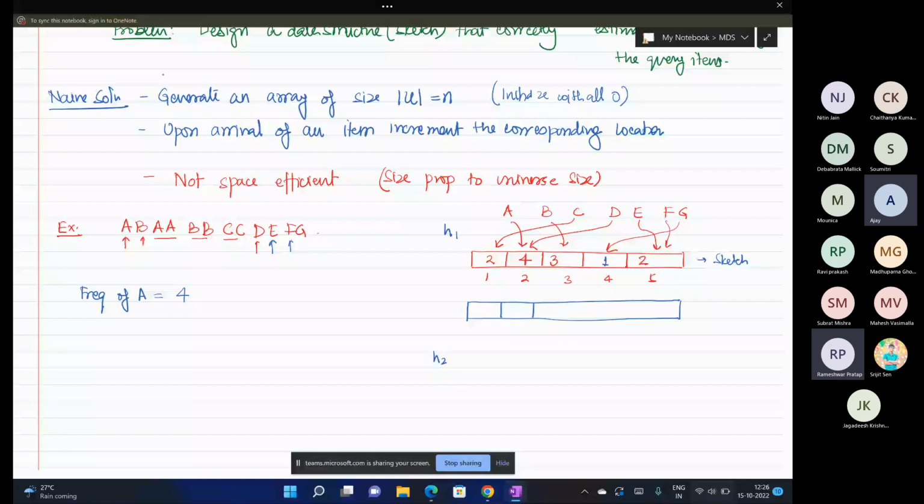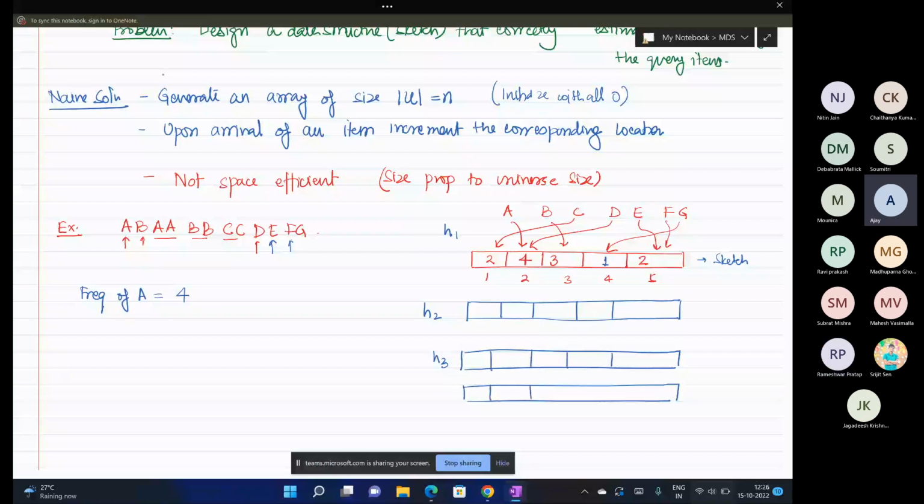Suppose this corresponds to h2, and again we choose another hash function which gives another sketch. We take another sketch using a different hash function, maybe h4, and each of them is a sketch of this data stream, right? So suppose you repeat the same thing 4 times using 4 different hash functions. Now suppose our aim is to find the frequency of A. So using these 4 sketches, we'll get 4 estimates of A, right?